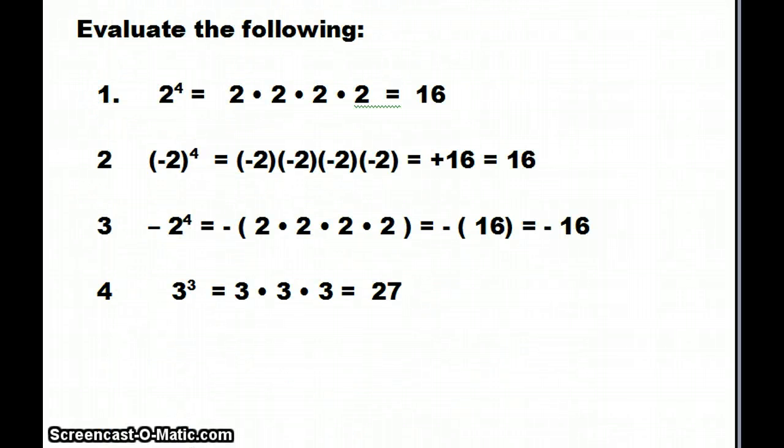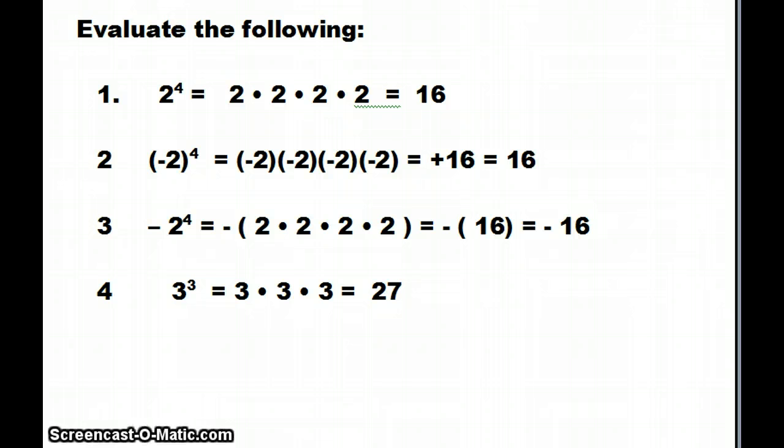Down below, I've asked that we evaluate some of the examples. The first one, 2 to the power of 4, means 2 times 2 times 2 times 2. So 2 times 2 is 4, 4 times 2 is 8, and 8 times 2 is 16. The second example is negative 2 with the parentheses around it to the power of 4. So it means that there are 4 negative 2's multiplied together. Negative 2 times negative 2 would be a positive 4. Positive 4 times a negative 2 would be a negative 8. And a negative 8 times a negative 2 would be a positive 16. So the answer is the same as it was in number 1, but arrived at a different way.